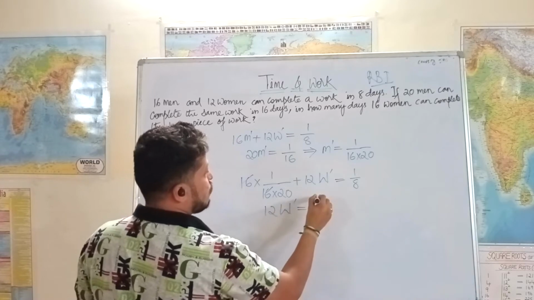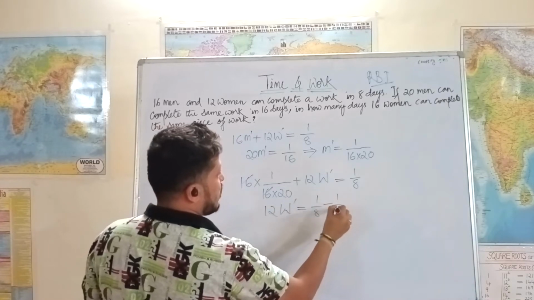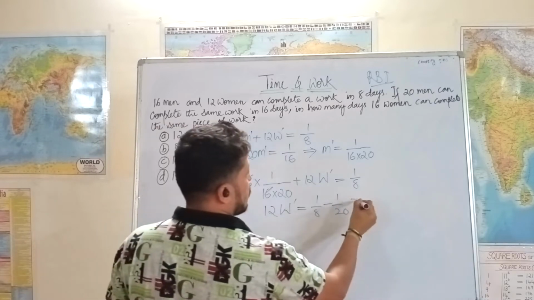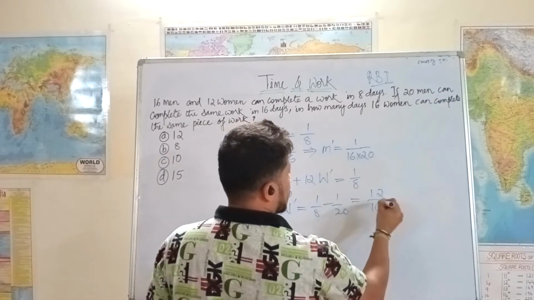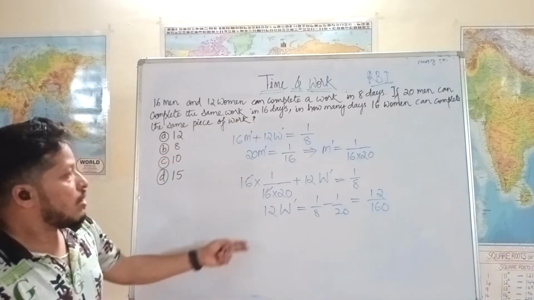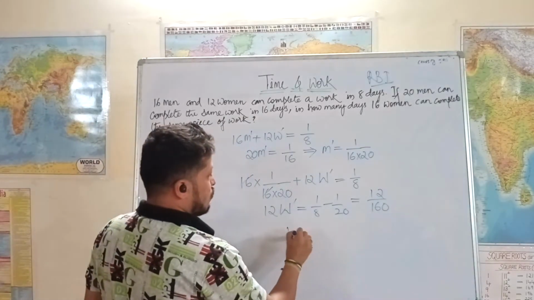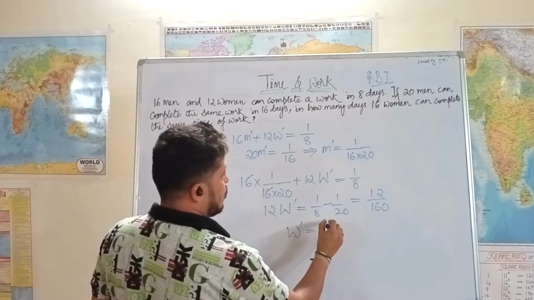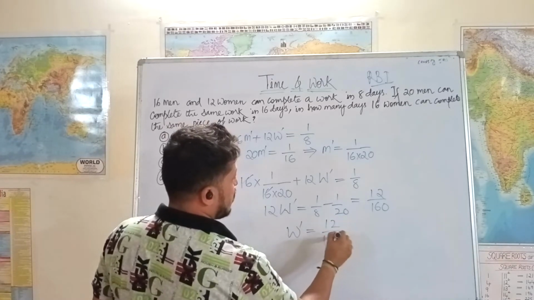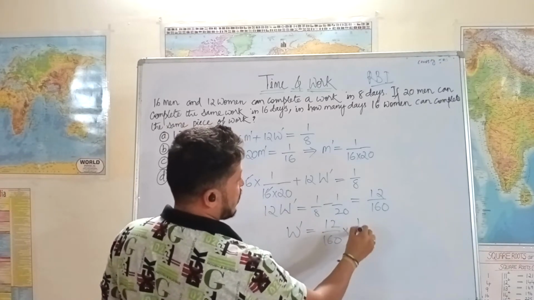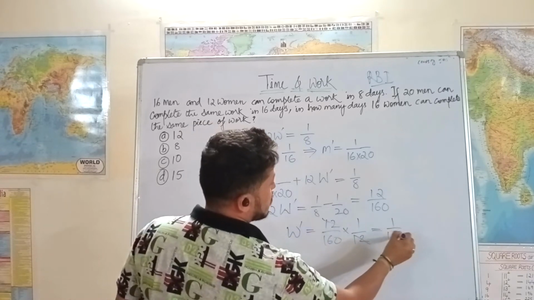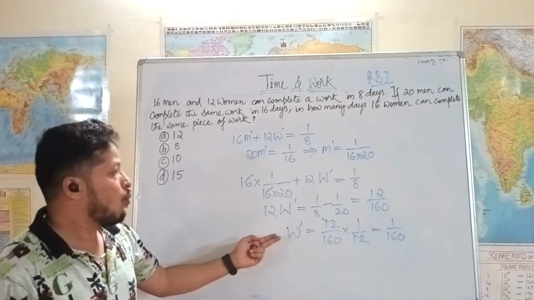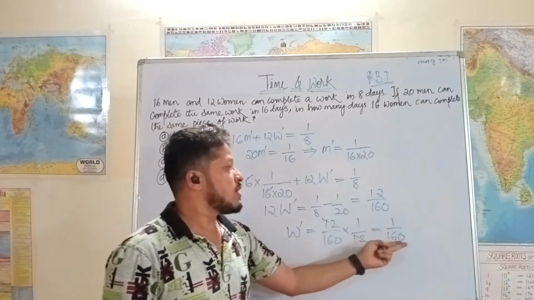W dash is equal to 1 by 8 minus 1 by 20, which is equal to 20 minus 8 is 12 divided by 160. So women's efficiency is equal to 12 by 160. This 12 I will take in the denominator and this gets cancelled. So it's equal to 1 by 160. That means one woman can do 1 by 160 of the work.